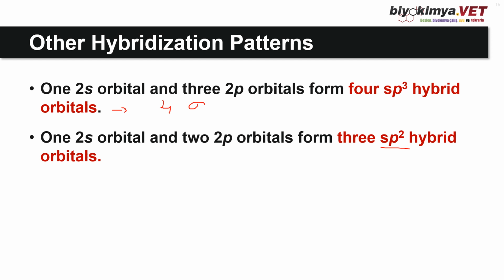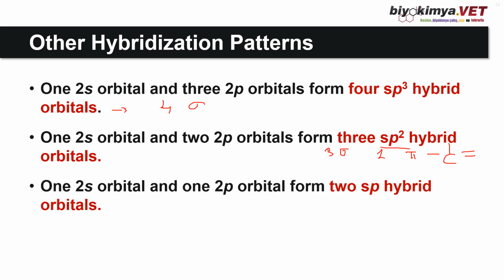1 2s orbital and 2 2p orbitals form 3 sp2 hybrid orbitals. In this hybrid orbital, the carbon atom forms 3 sigma bonds and 1 pi bond, which means there are 2 single bonds and 1 double bond for the carbon atom. 1 2s orbital and 1 2p orbital form 2 sp hybrid orbitals. In this form, carbon either forms 2 double bonds or 1 single and 1 triple bond. This means there are 2 sigma bonds and 2 pi bonds in the sp hybrid model.